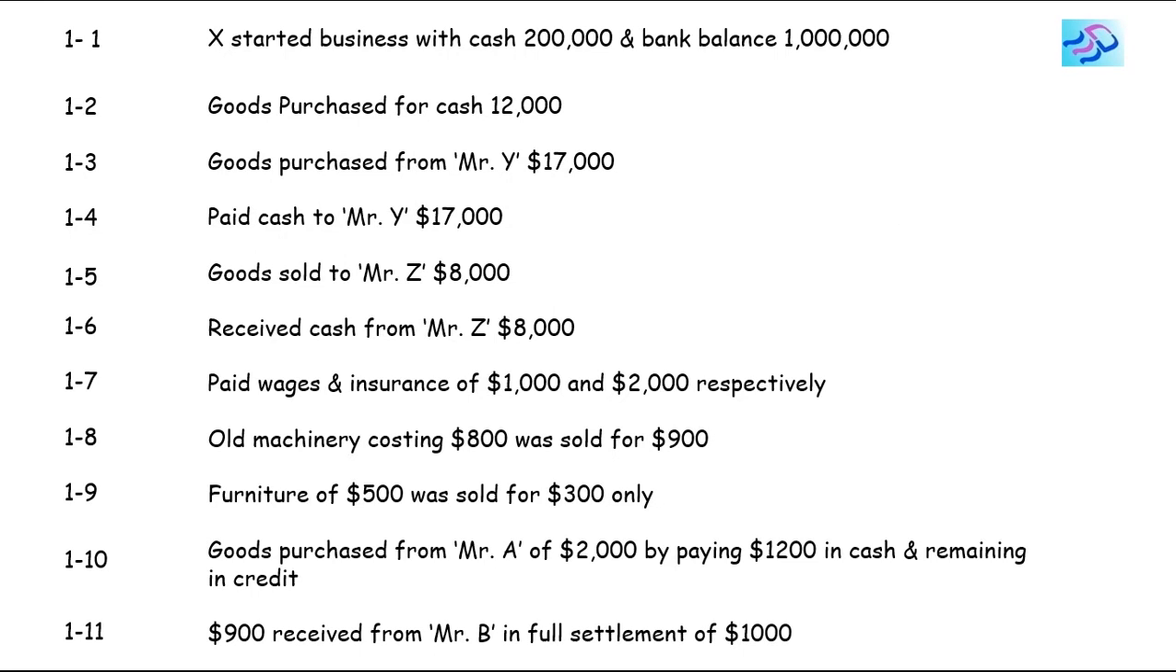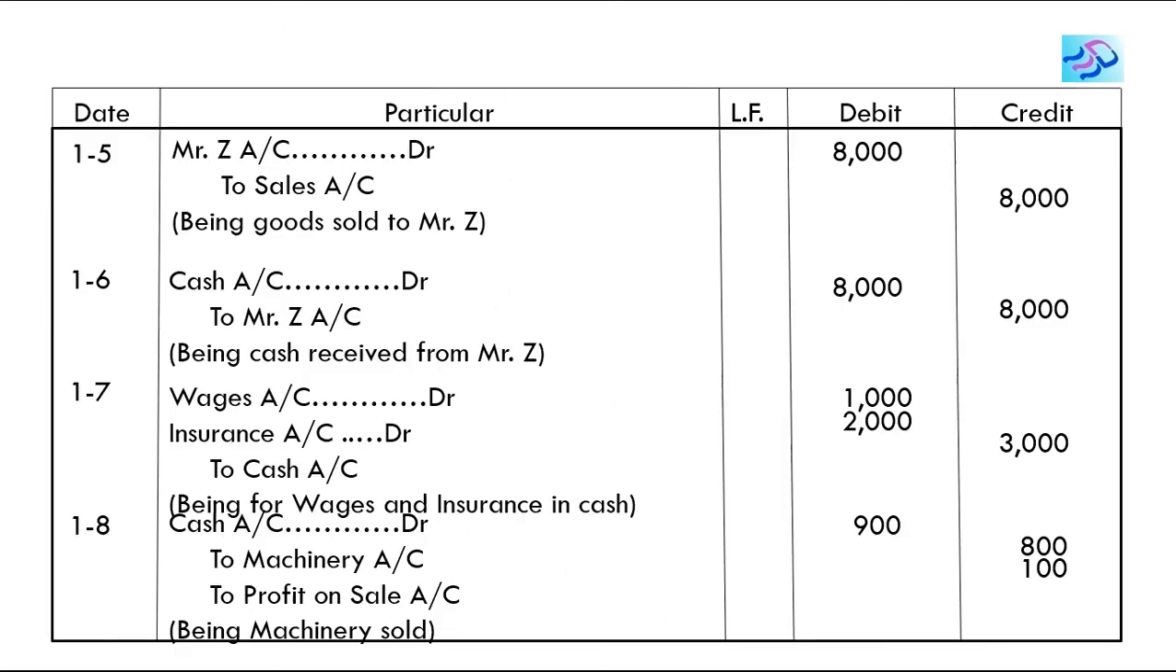The next question is received cash from Mr. Z. We sold to Mr. Z on credit. Now we are receiving cash from Mr. Z. That is, debit what comes in, cash comes in debit. Mr. Z is the giver, Mr. Z account credit. So the entry is cash account debit to Mr. Z account.